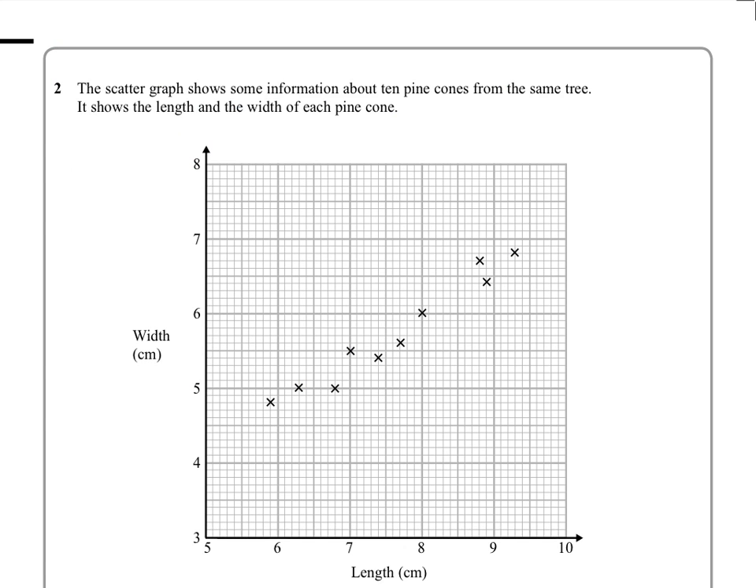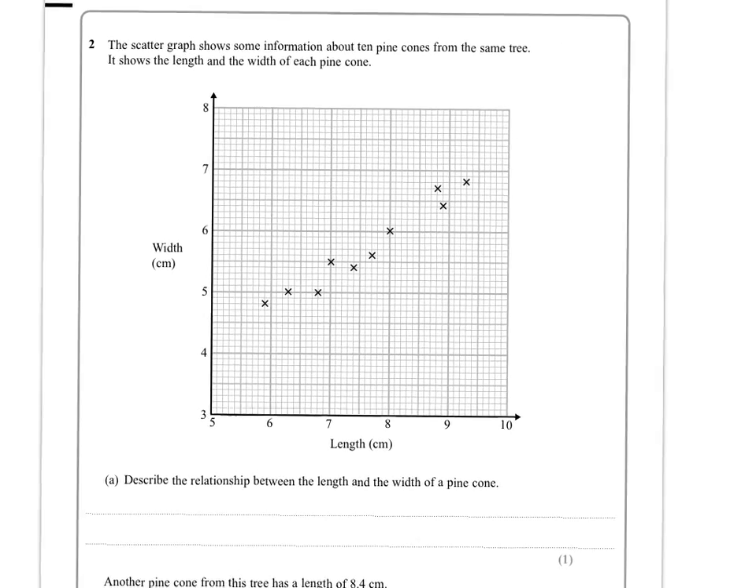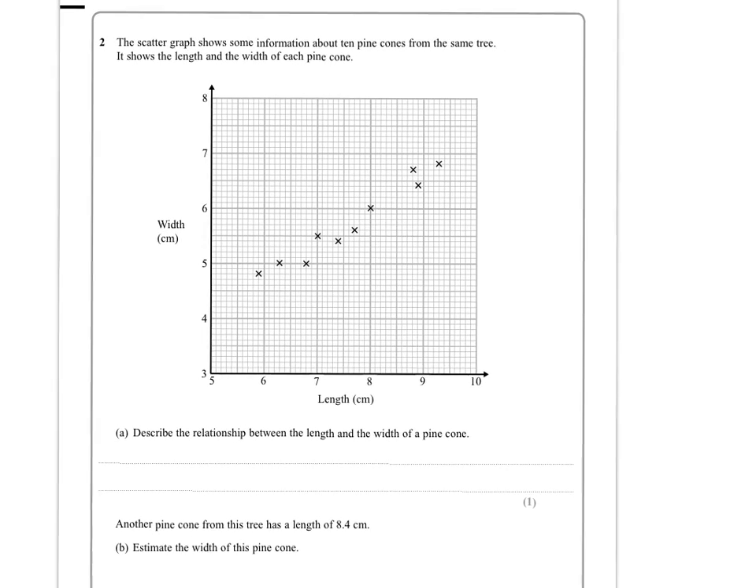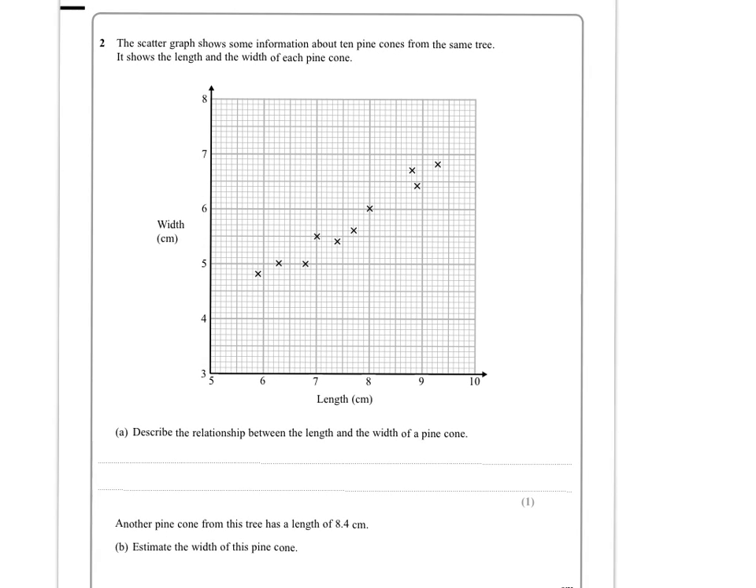So for this question, we're looking at a scatter graph showing the information about 10 pine cones from the same tree, and we're probably going to be asked to comment on the relationship somehow. It says describe the relationship between the length and the width of a pine cone. I would generally anyway just draw a line of best fit personally, so let's try that. And I would get it to be around about there. So you've got, reasonably going through the centre of where the trend is. Hasn't got to be perfectly correct.